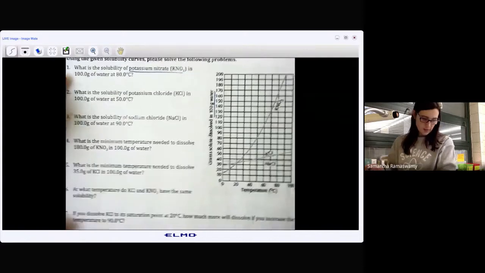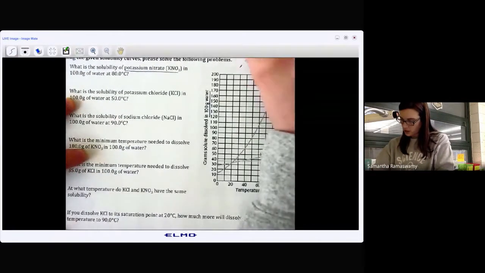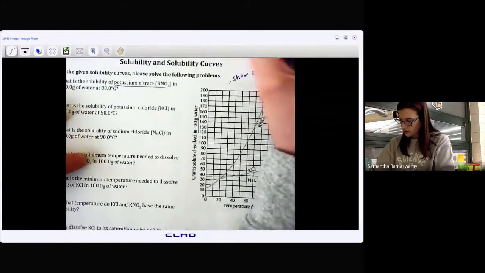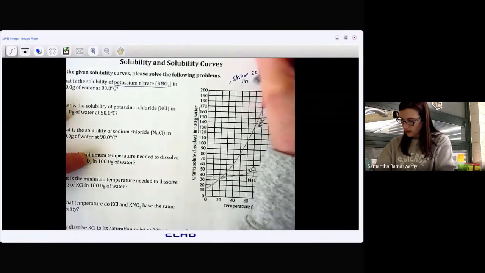So when it comes to looking at the solubility curve, essentially what these solubility curves show is the solubility, and for this, it's in 100 grams of H2O at different temperatures.